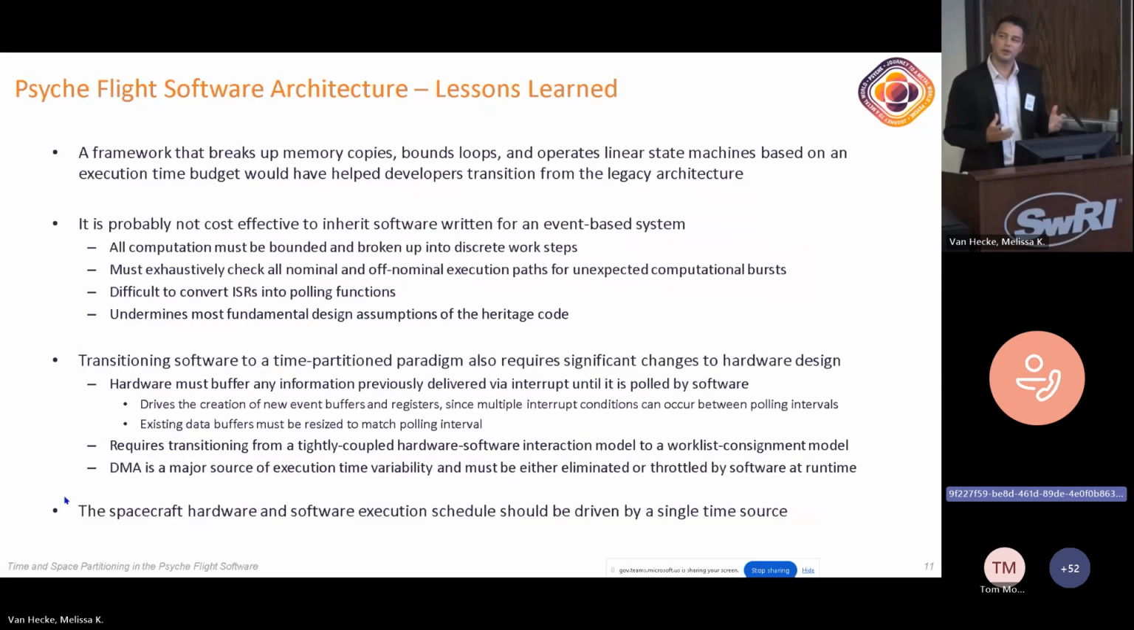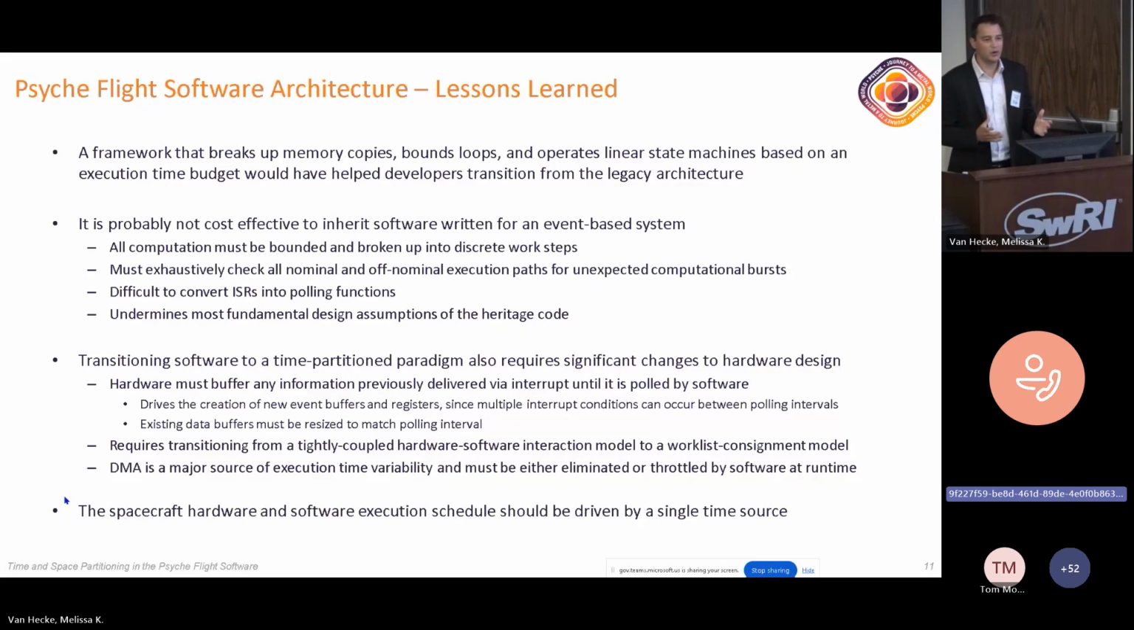Okay, so now that we've completed this development on this new architecture, what are our lessons learned? So I think having some kind of software framework that manages its execution time variability would be tremendously helpful. Maybe it would break up mem copies or bound loops or break behaviors into linear state machines for us. Or if we could give that framework an execution time budget for every module that allowed us to help keep track of that, it would have helped our development team make this transition.